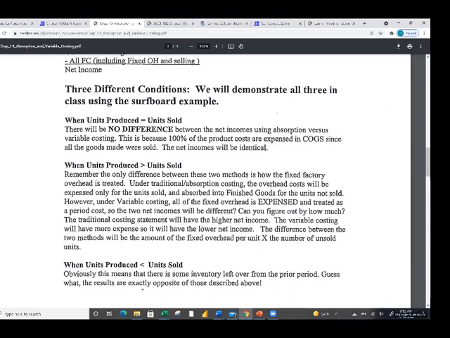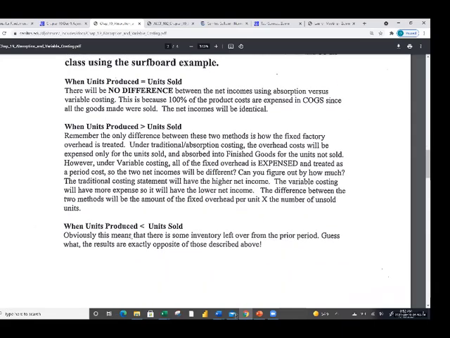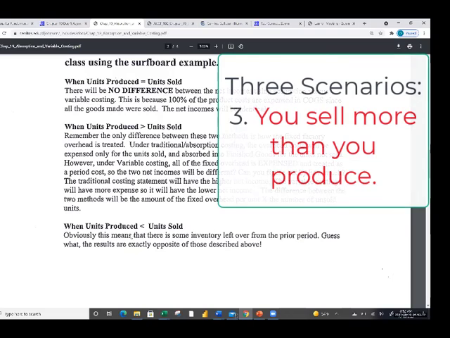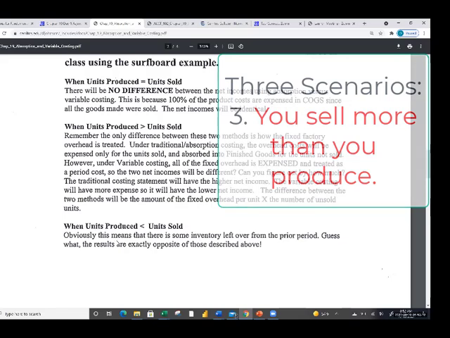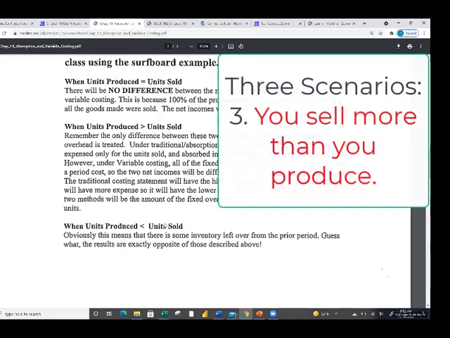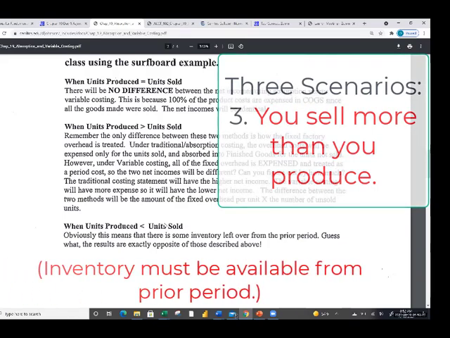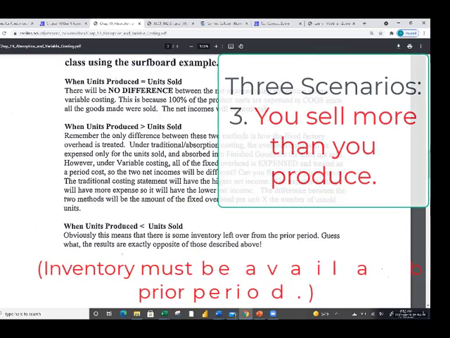Okay, the third condition that can happen, and I'm going to tell you right now, I'm not going to emphasize this hardly at all in the class because I don't see it happen too often, is when you sell more than you can produce. Okay, what the heck does that mean? How would that even happen, right? If we're making 10,000 units, how in the world could we sell 12,000? And the answer is there would have to be some inventory left over from a previous year. I don't see that happening too often. So I'm going to focus on these first two scenarios.